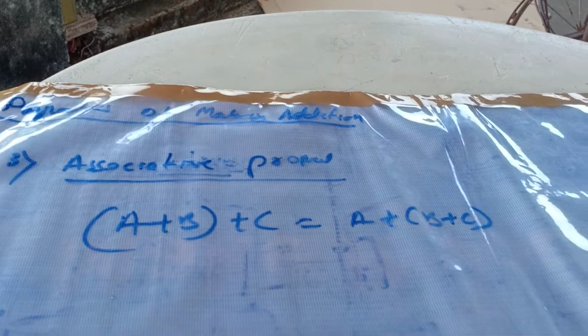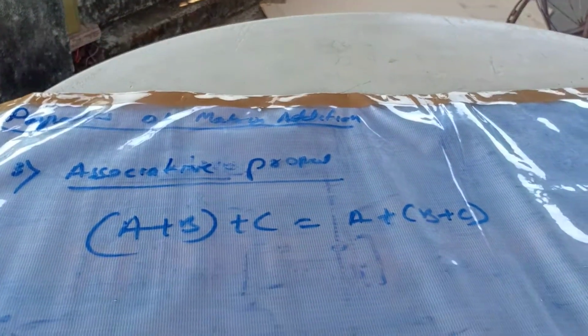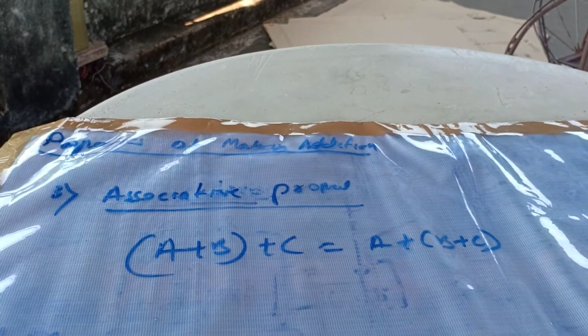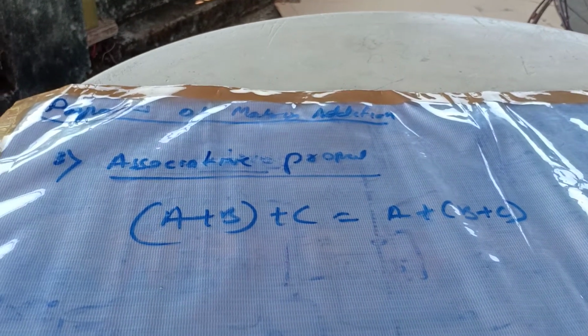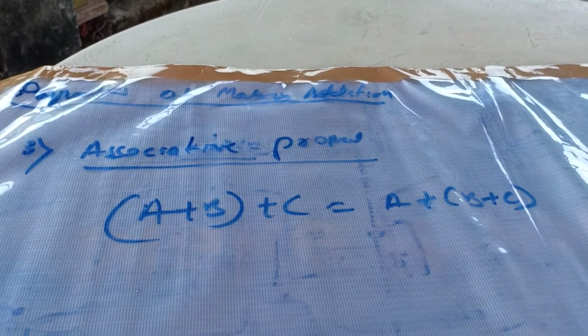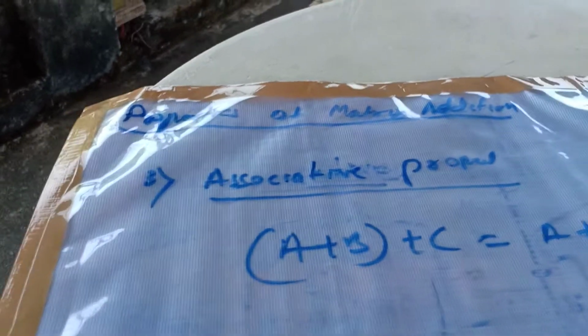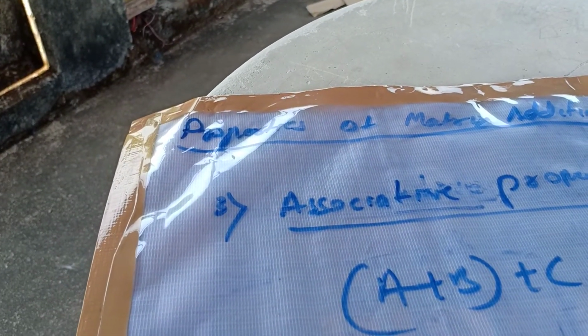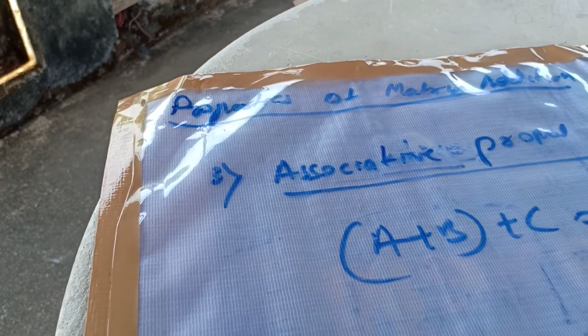Friends, you practice this one. Take an example of three matrices of the same order, name them A, B, C and try to practice this. You will get the output. Okay, next property is the identity property.